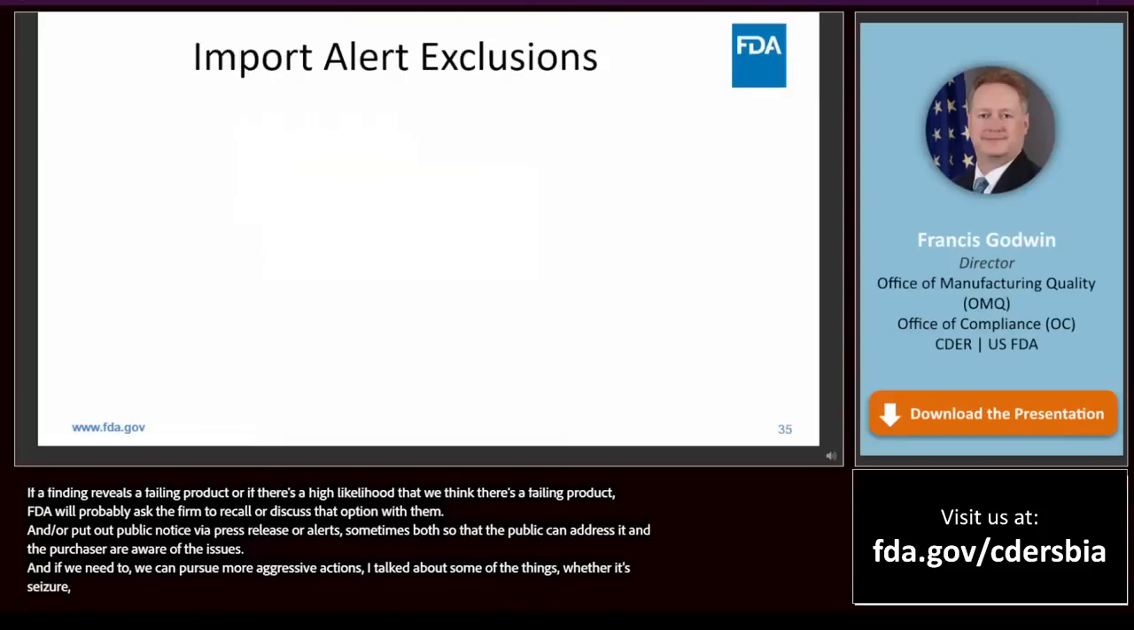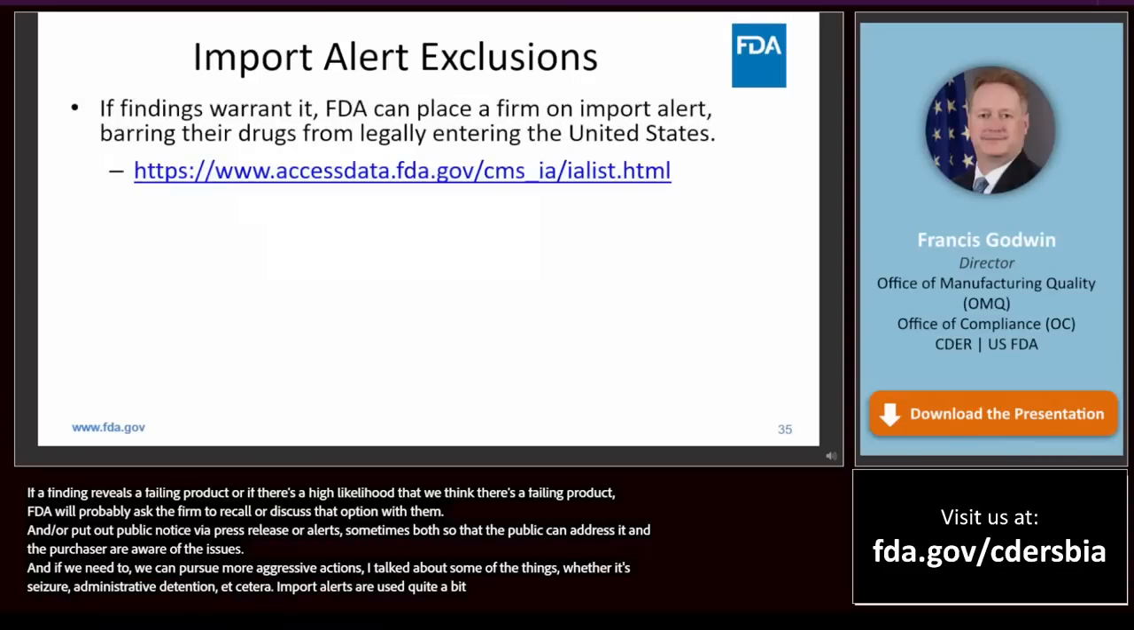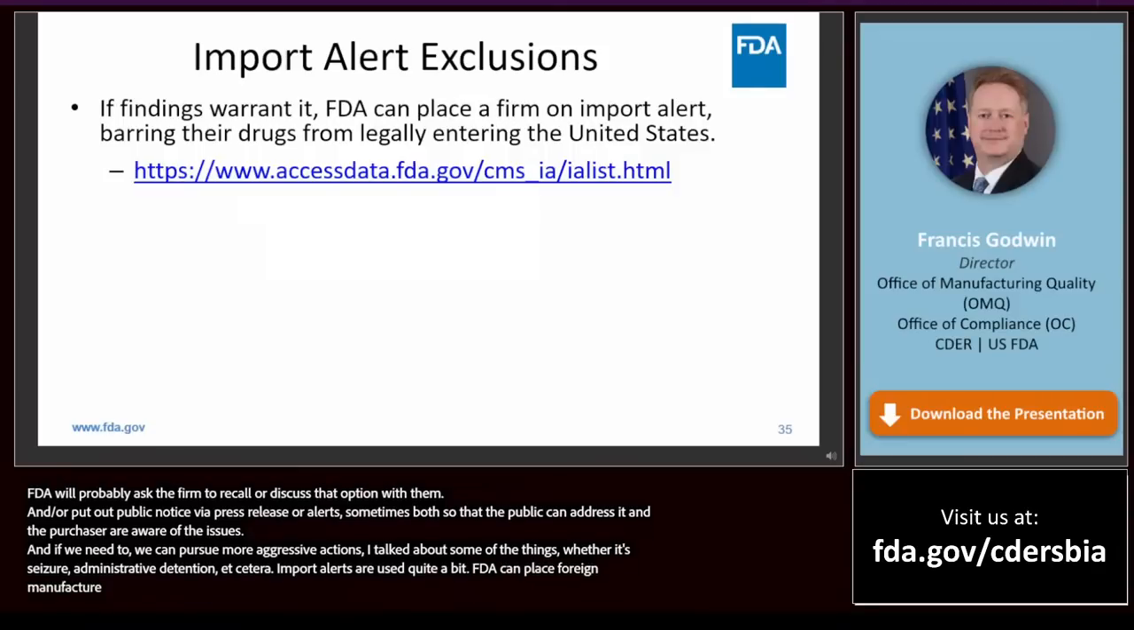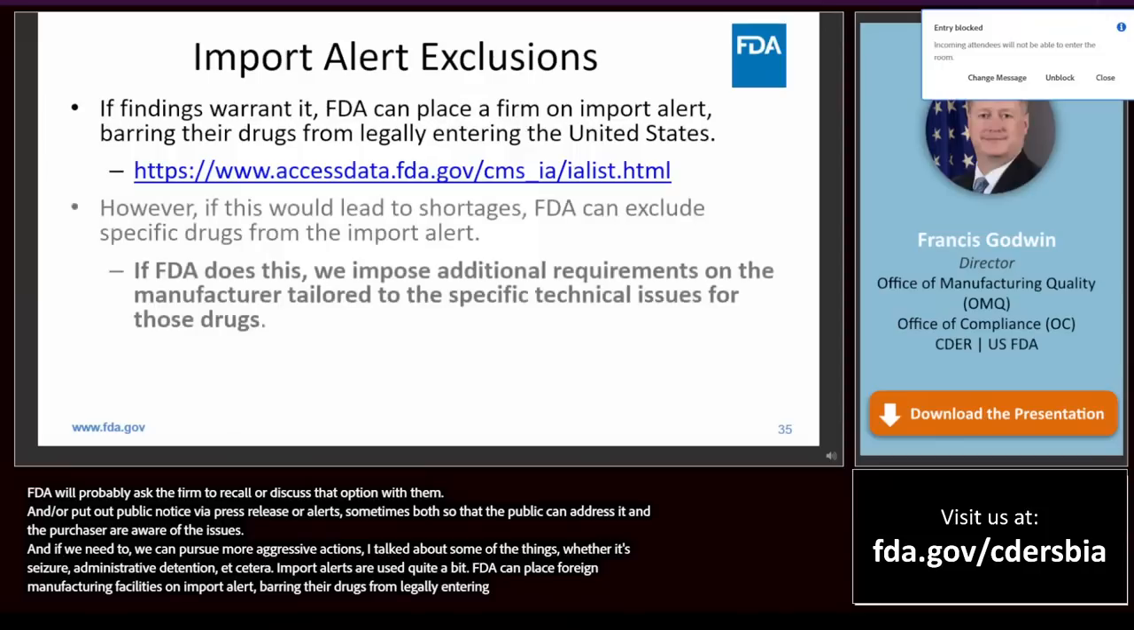And now I want to talk about import alerts. So import alerts are used quite a bit. As I talked about, if a finding warrants it, FDA can place foreign drug manufacturing facilities on import alert, barring their drugs from legally entering the United States. And I have a link here to FDA import alerts in general, and you can see all the different permutations of that. But there is one for drugs and GMP.